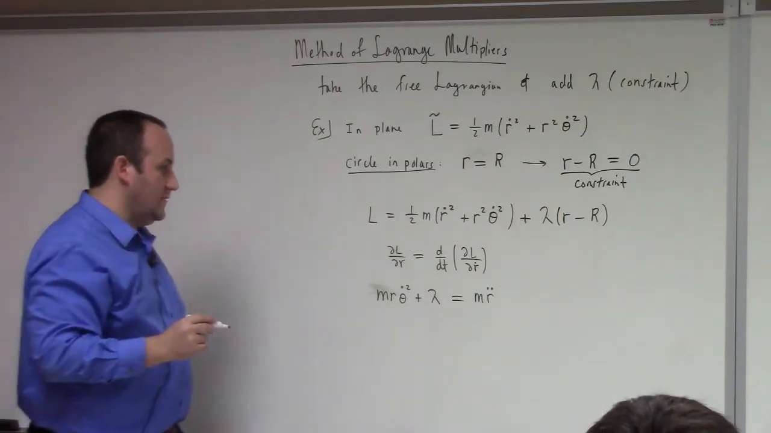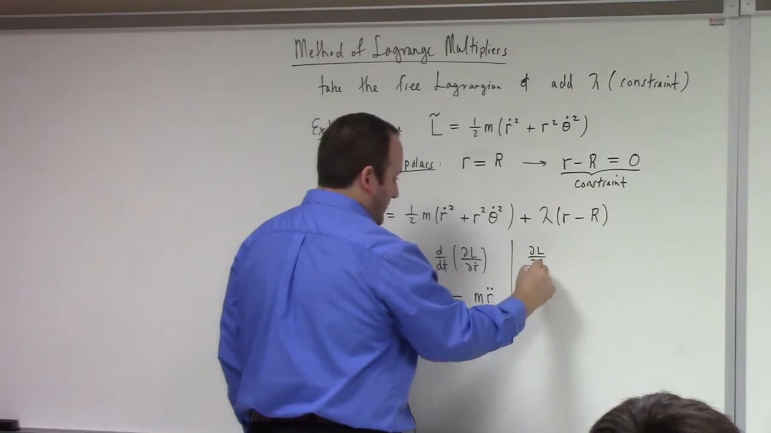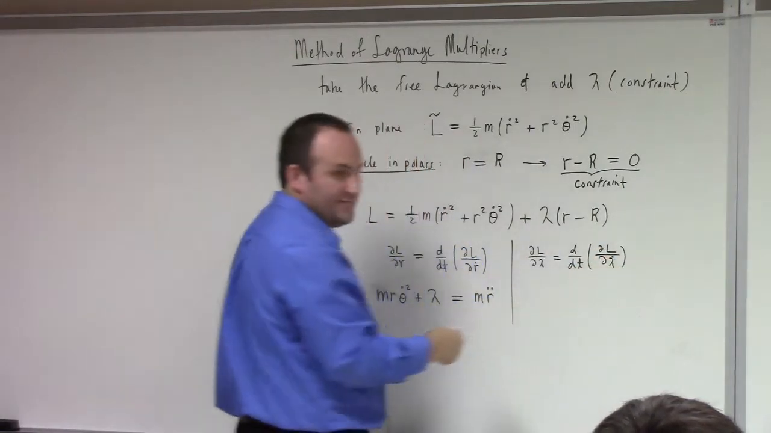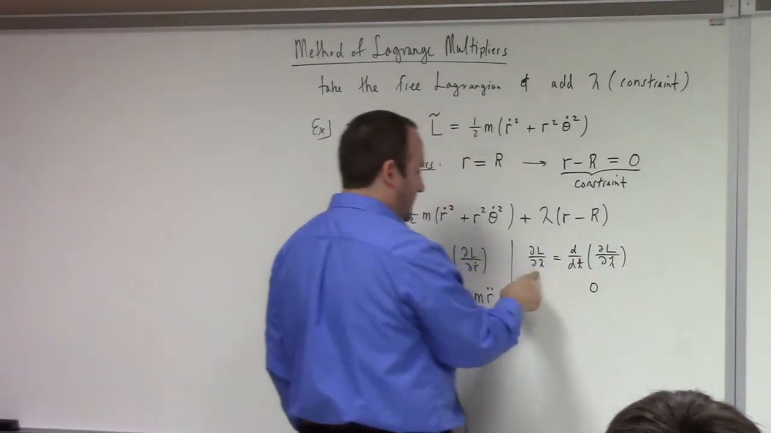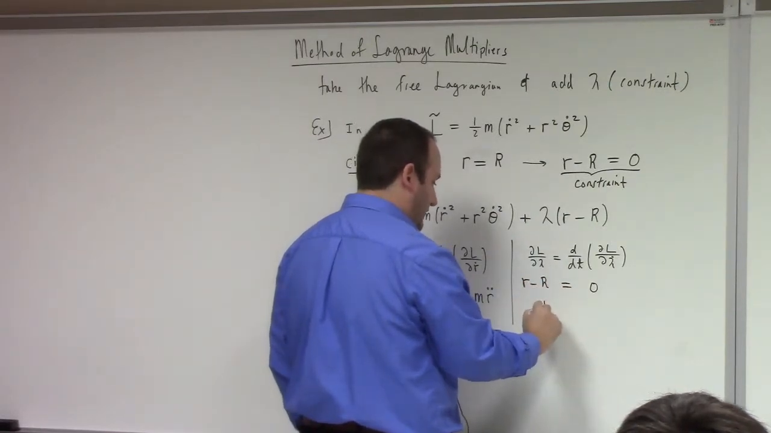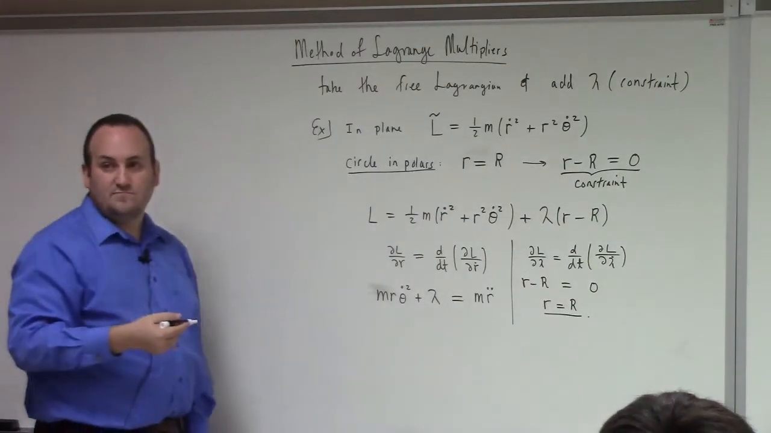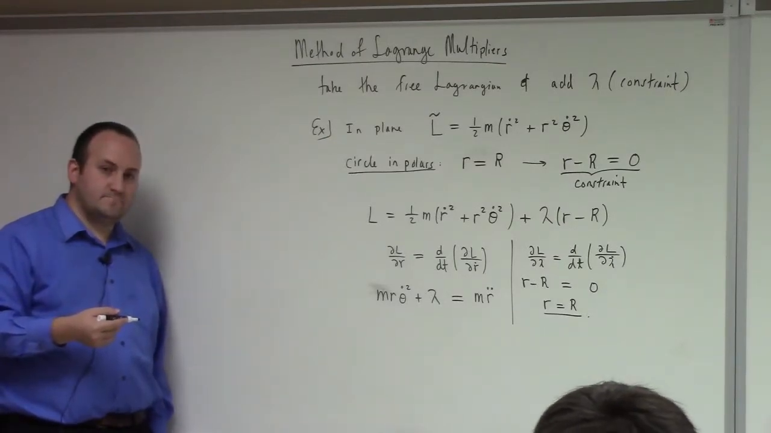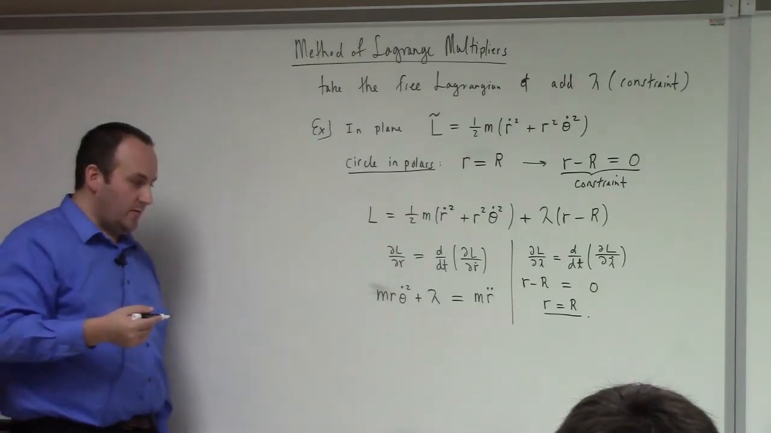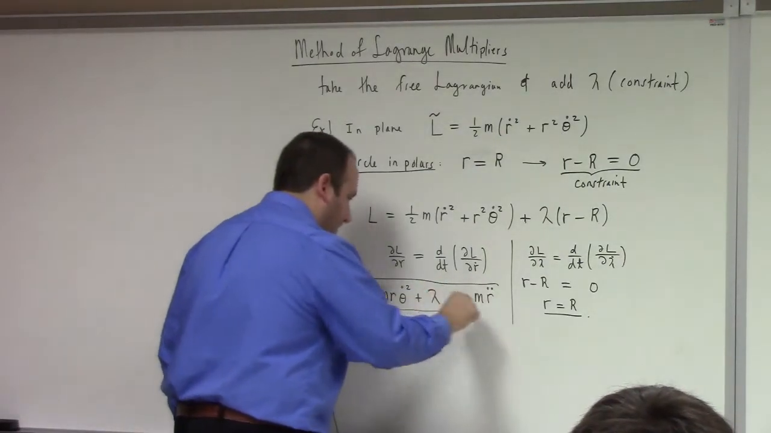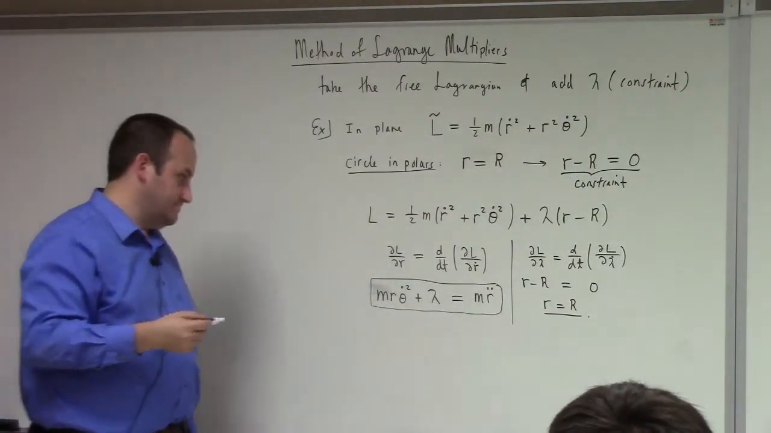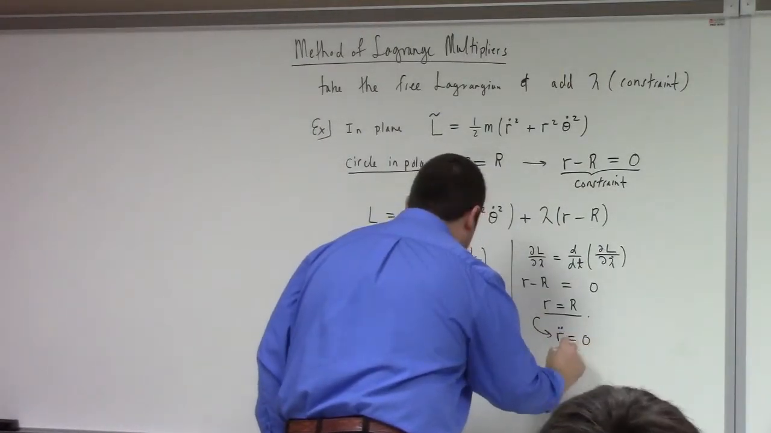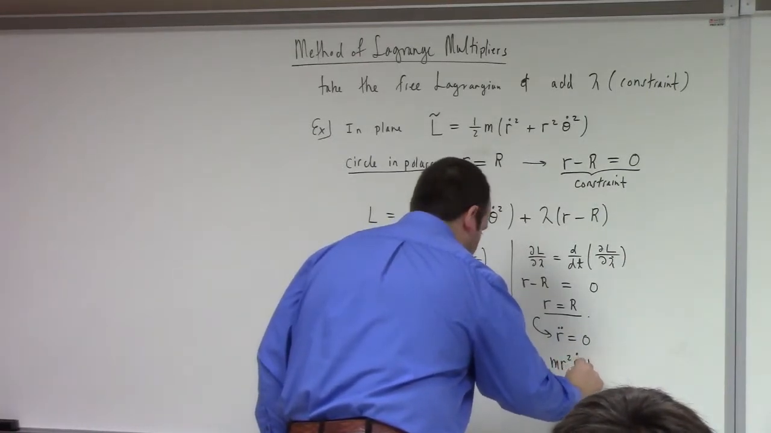Now, the Euler-Lagrange equations for the constraint, they're kind of silly. There is no lambda dot, right? So this is just 0. And partial L, partial lambda, well, that's r minus R. So in other words, the Euler-Lagrange equations for the constraint are just the constraint equation. So look at this here. This is very interesting. If r is constant, what's r double dot? Yeah, so r dot and r double dot are equal to 0. So that says that m r theta dot squared plus lambda is equal to 0.